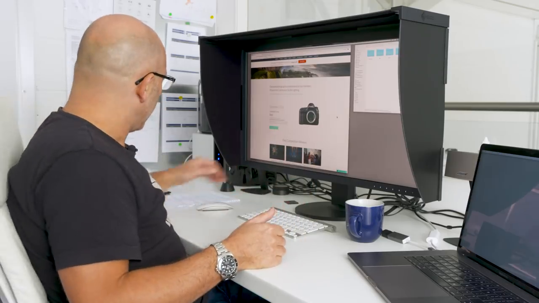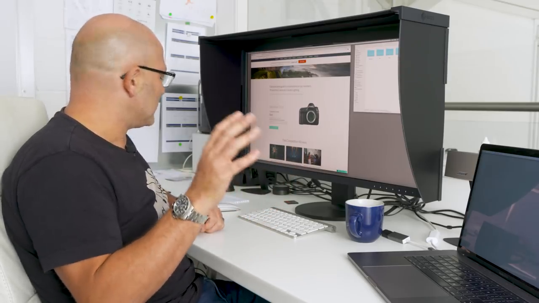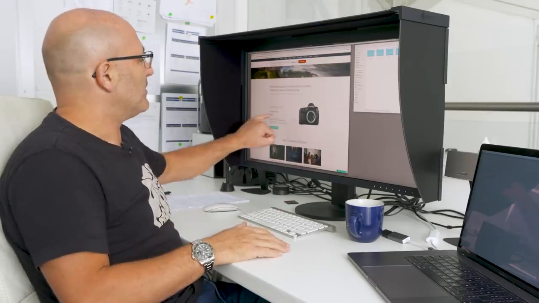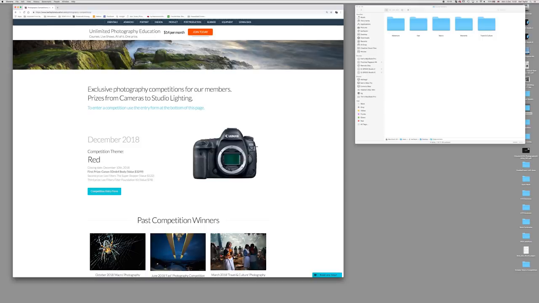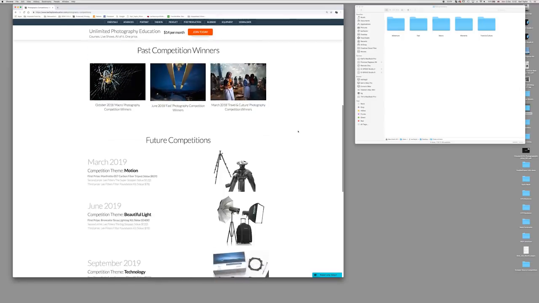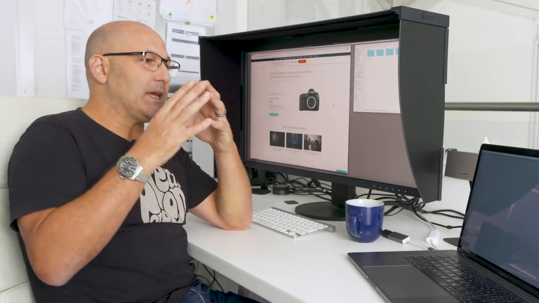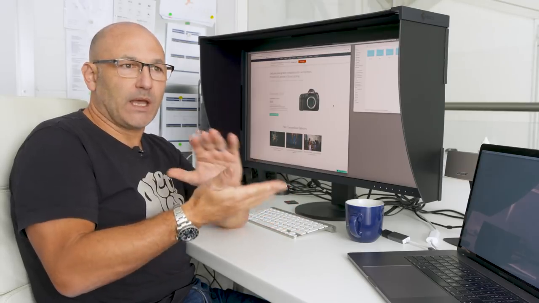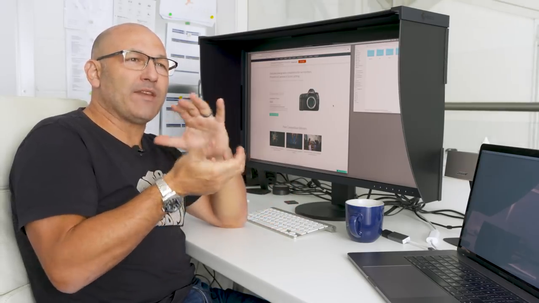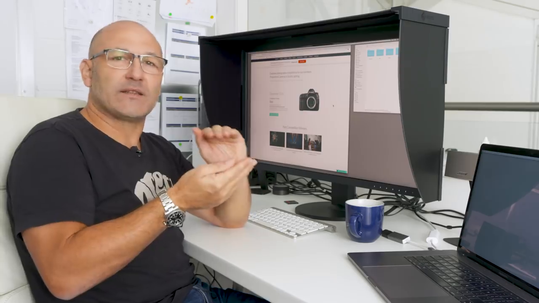Now, I've made a few notes here because I don't want to forget anything about this, but the first thing is the topic. So you can see at the moment this theme for December 2018 to win this Canon 5D Mark IV, the topic is red. The previous topics were macro, fast, travel and culture, and then the next one in March, motion. Now, one of the important things with a competition is the topic, the theme. It's in interpreting that theme and coming up with a picture where the narrative of that picture, the story of that picture, or the mood or feeling of that picture represents the theme.